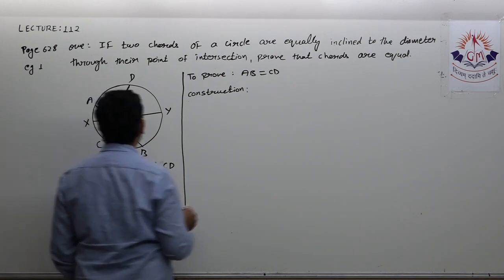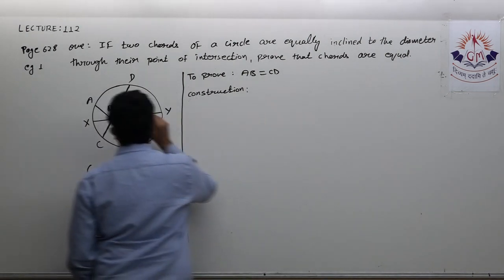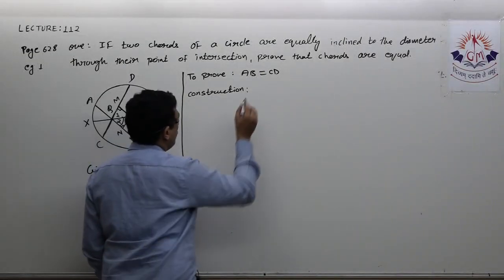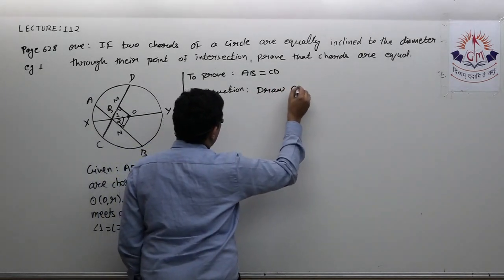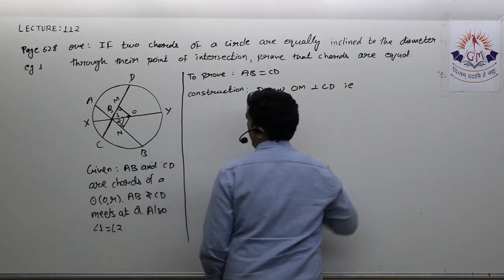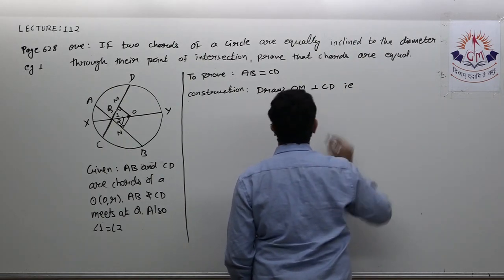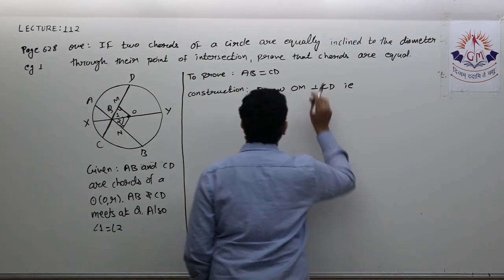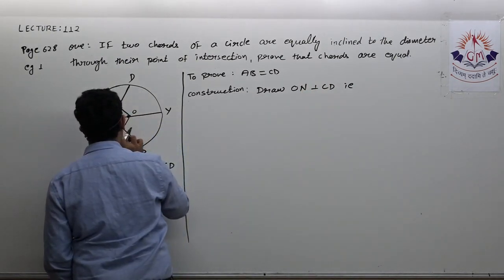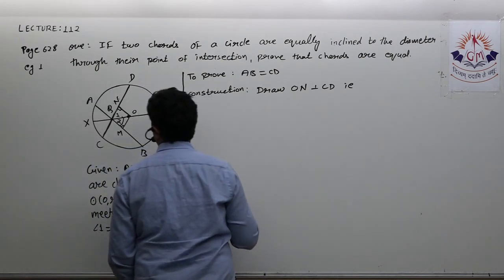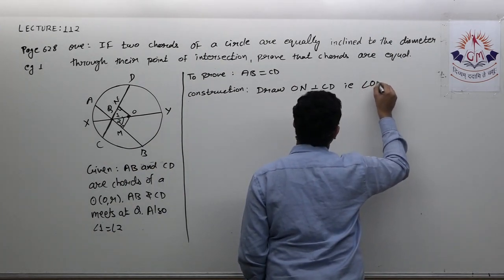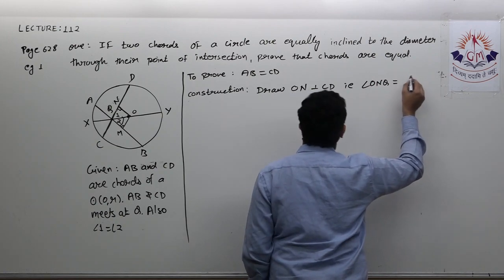Okay, OM perpendicular CD. That gives you this angle is 90 degrees and this angle is 90 degrees. So draw OM perpendicular CD, that is angle... draw perpendicular ON to CD, that is angle ONQ is equal to 90 degrees.